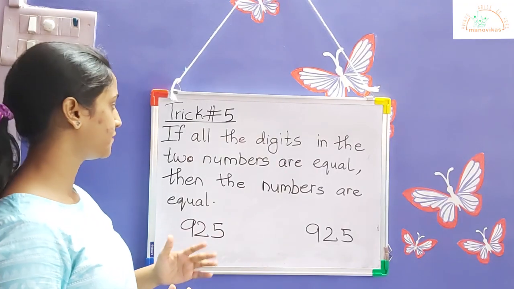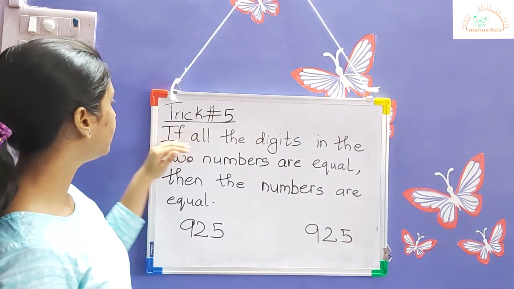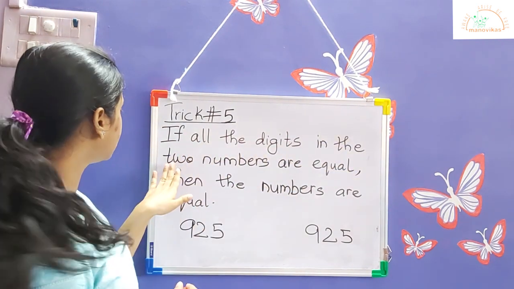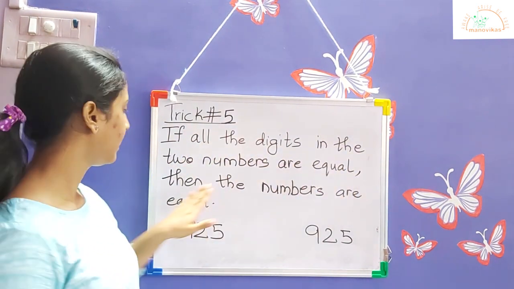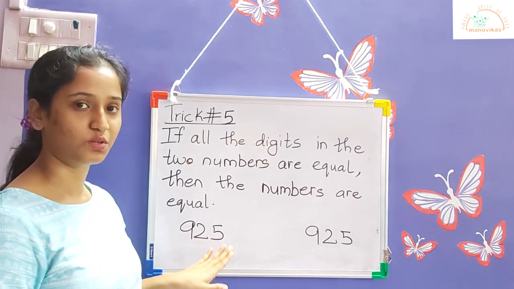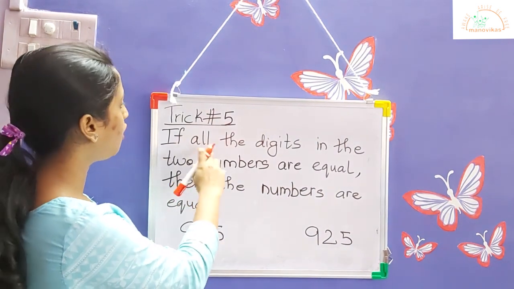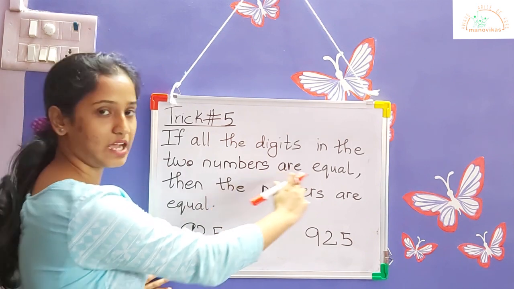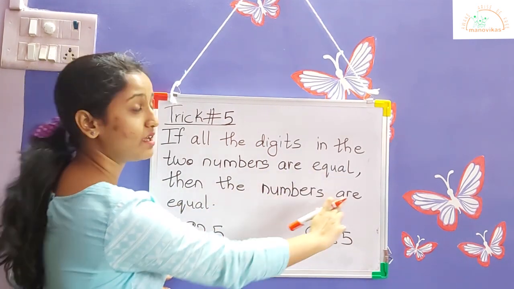Moving on to the fifth trick, we'll read it. If all the digits in the two numbers are equal, then the numbers are equal. I repeat, if all the digits in the two numbers are equal, then the numbers are equal.